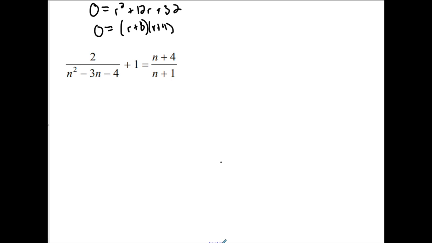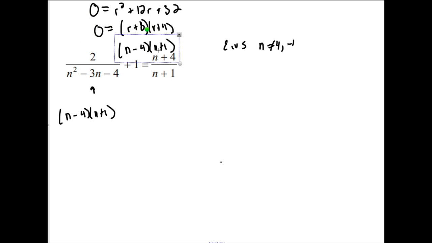All right, here we are. Last but least, let's start by factoring this one out. So this is n minus 4, n plus 1, and that is the LCD. So first of all, excluded values, no 4 or negative 1. So let's multiply everything through by this. Okay, so here, these are going to cancel entirely.